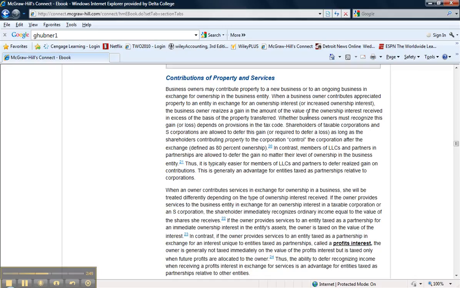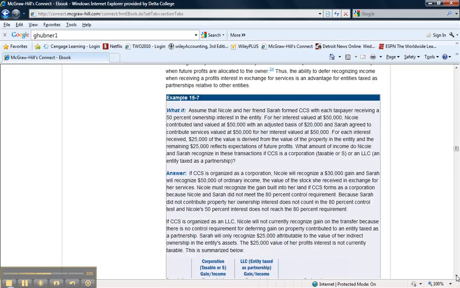So let's see. I could basically read through this entire thing. So I'm going to have you read through this information here and try and piece it together on your own and get back to me with questions.